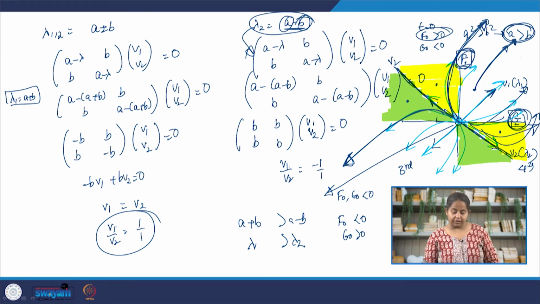Let's say we are starting in the green, somewhere here. All the trajectories here are pointing towards minus infinity for both F and G. So even though initially G thought highly of F, over time they will have a negative opinion of each other. Okay, this is when A is greater than B. All right, what happens when A is less than B? Let's take a look at that.